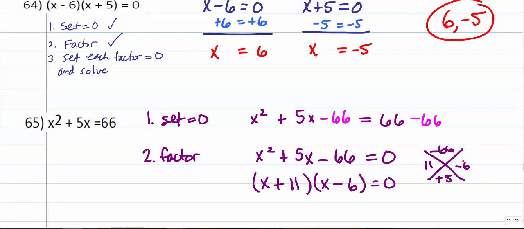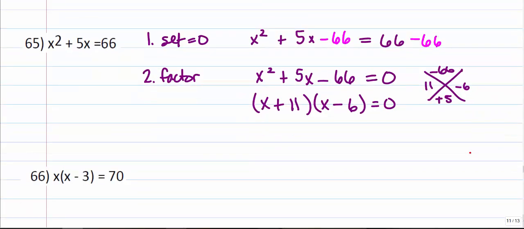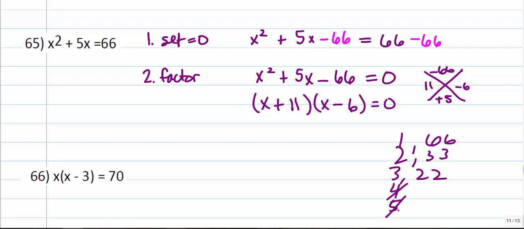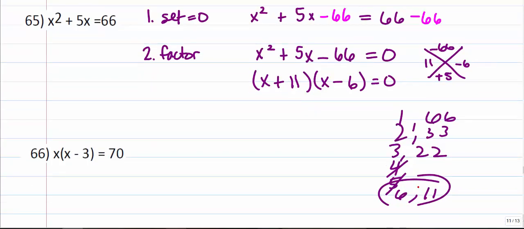Again, I don't expect you guys to get those numbers that fast, but you find them out by thinking about what multiplies to 66. You do 1 and 66, and you do 2 and 33, and you do 3 and 22, and 4 doesn't work, and 5 doesn't work, and 6, and then you find it. So you will get there eventually.